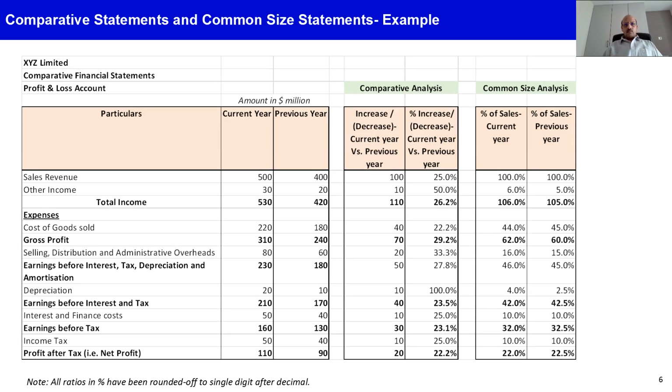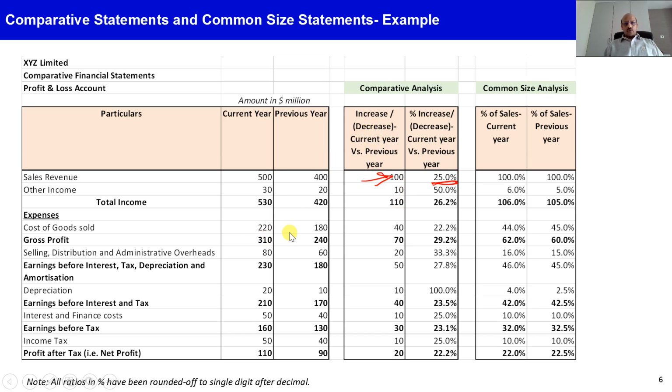Now let's understand both comparative statement analysis and common size analysis with a simple example. Here on the left-hand side, I have put a typical profit and loss account of XYZ Limited. Sales revenue, let's say, is 500 in the current year and 400 in the previous year. So the absolute change is 100 and the percentage change is 25% over 400. The fourth column shows the percentage increase or decrease in the current year versus the previous year, and the third column is the absolute difference between the two numbers.